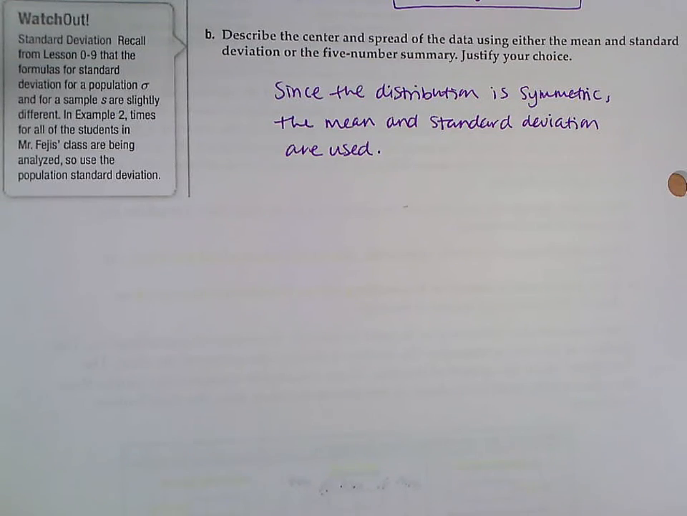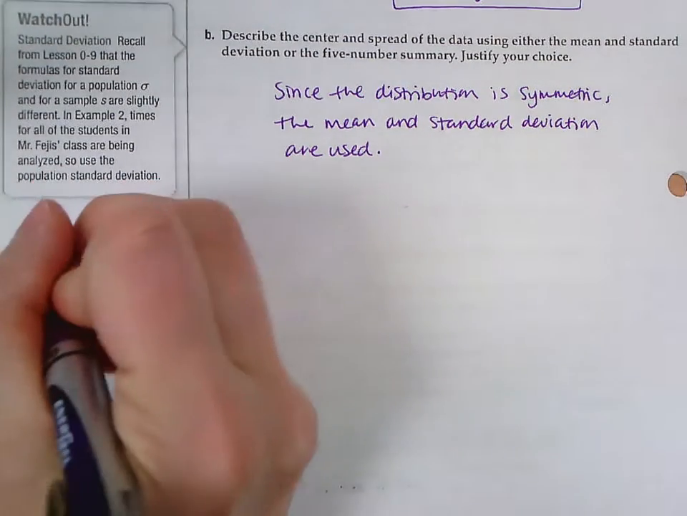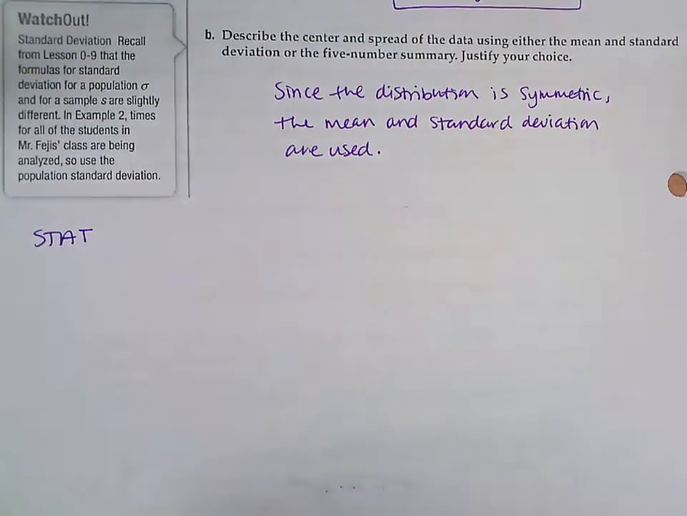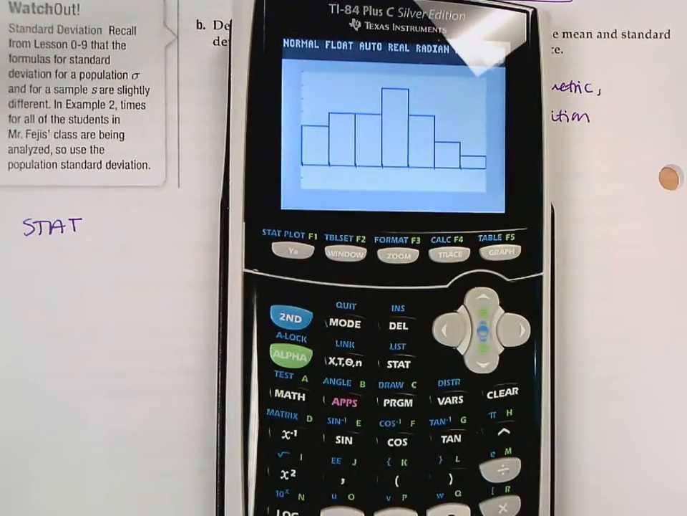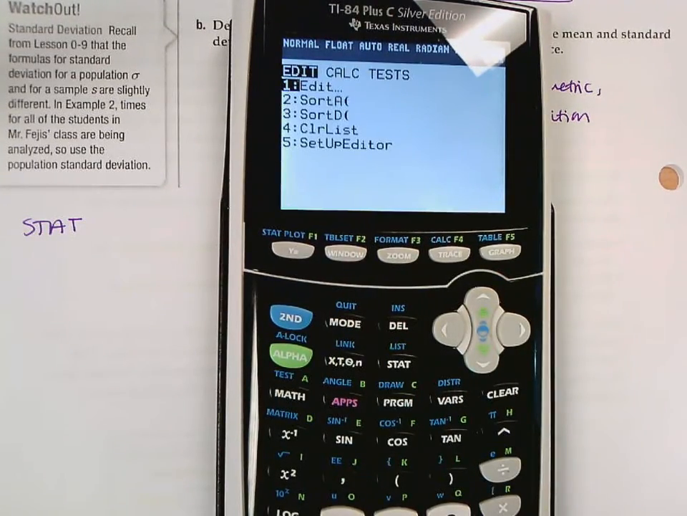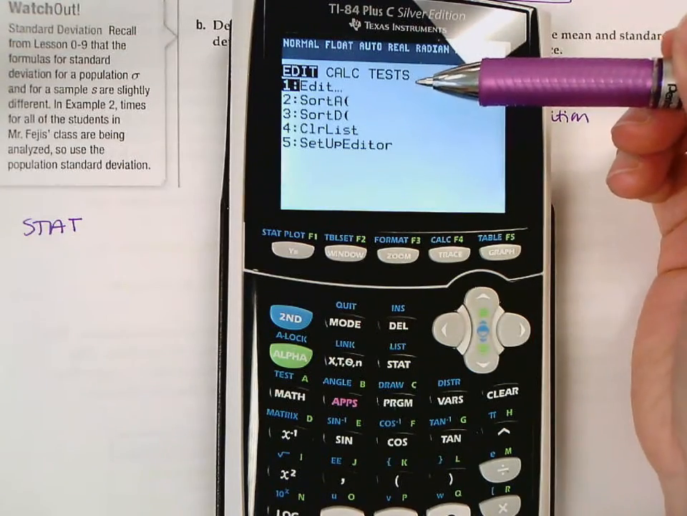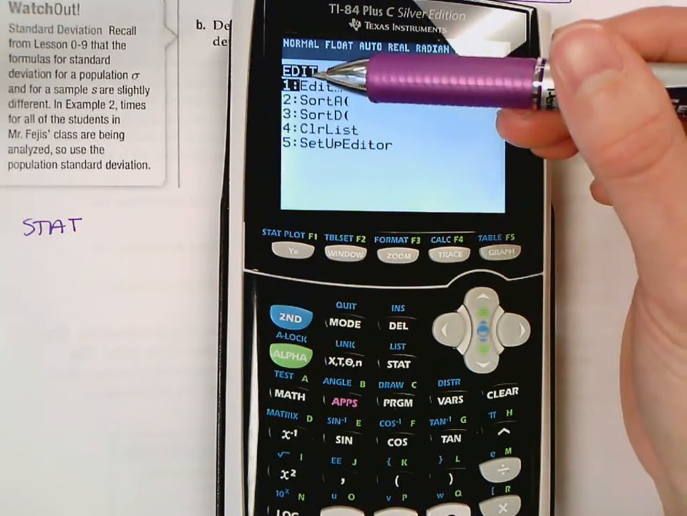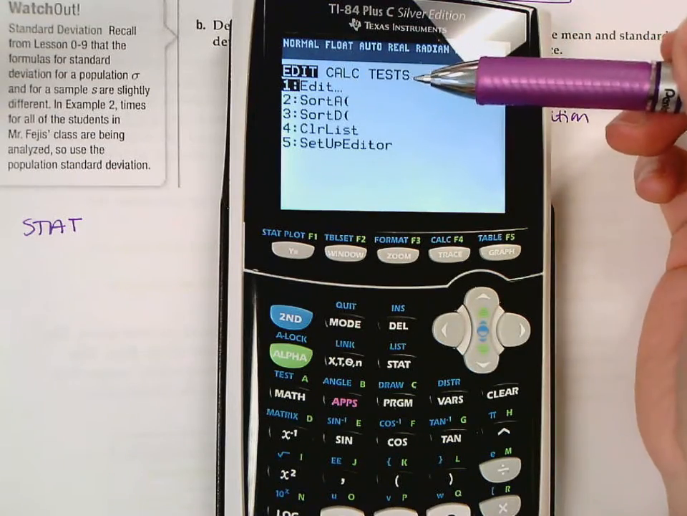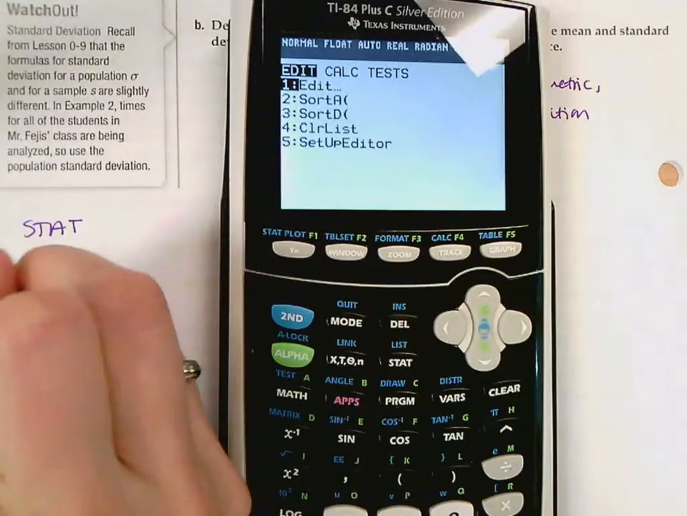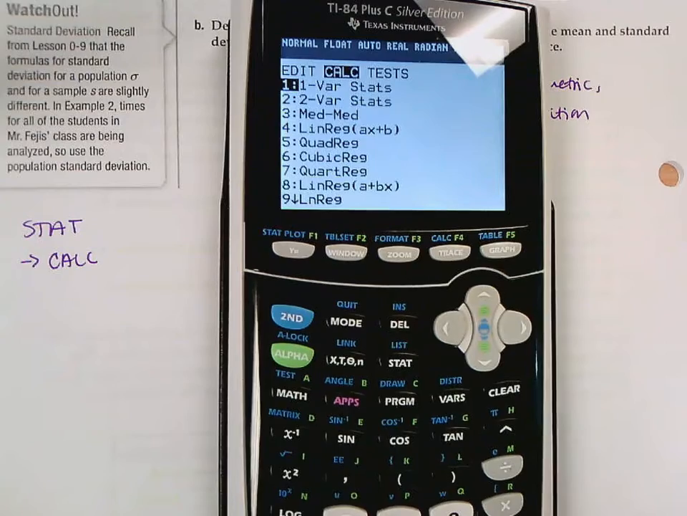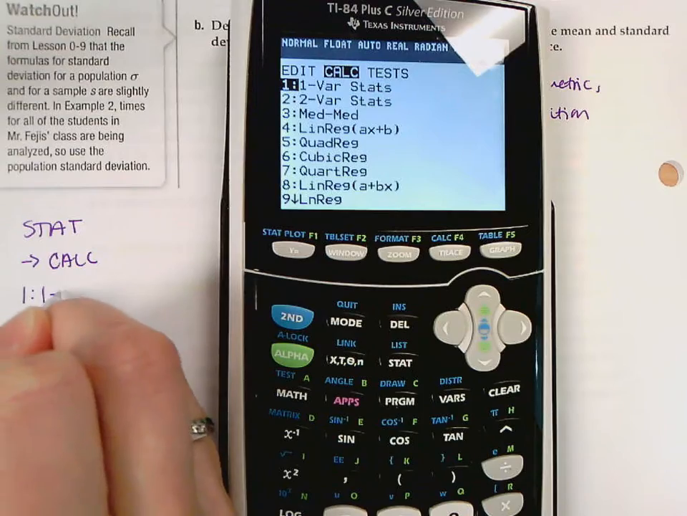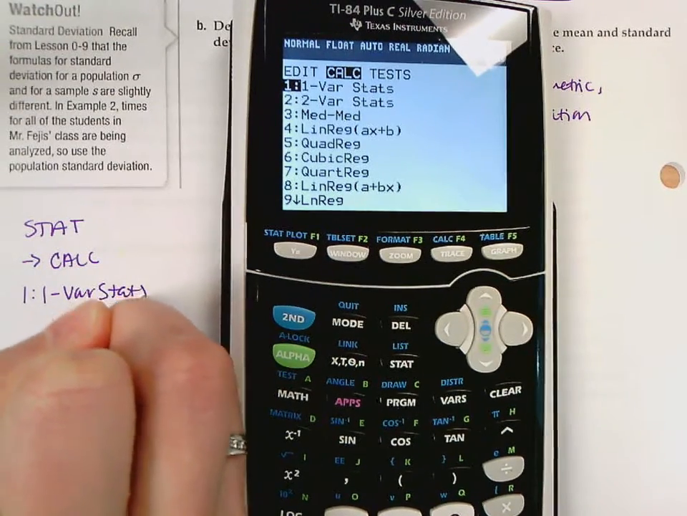So what you want to do is we're going to hit the stat key again. And you should be able to just hit that from this screen. You shouldn't have to go back to the home screen, just hit stat. And then notice at the top of the screen, there are 3 kind of menus. We're under the edit menu, but there's a calc menu and a tests menu. We want the calc menu. So you have to arrow to the right once to get to the calc menu. Just hit the right arrow. And then we want option 1, that is 1-Var Stats. That stands for 1 variable statistics.